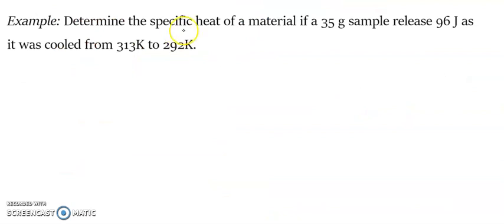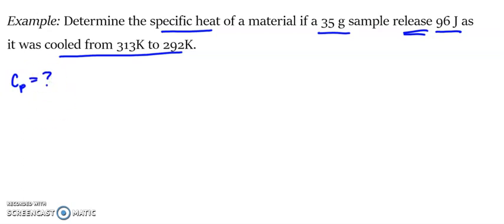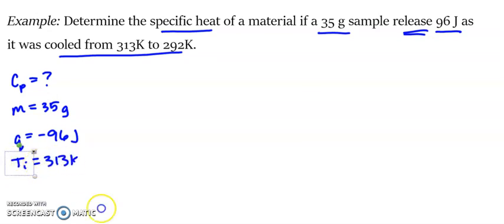It says determine the specific heat of a material if a 35 gram sample releases 96 joules as it was cooled from 313 to 292. All right, so I'm going to list out what I have. Determine the specific heat. CP equals question mark. 35 gram sample, so mass is 35 grams. All right, releases 96 joules. Joules tells me it's heat. Releases tells me it's negative. It's exothermic. And it was cooled. So from 313 to 292. So my initial is 313 and my final is 292.